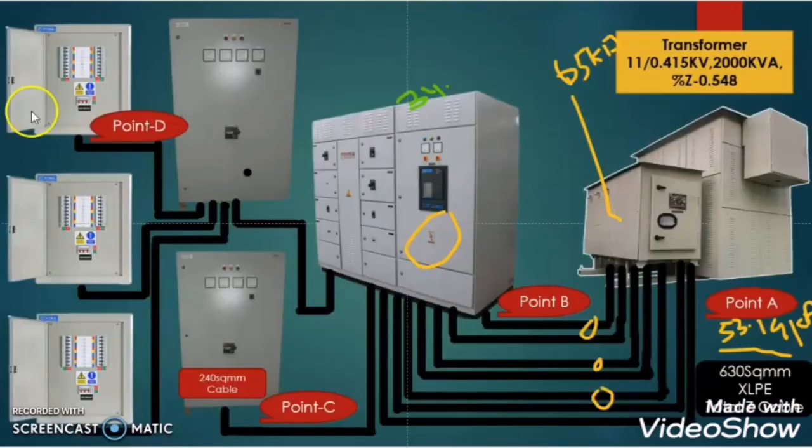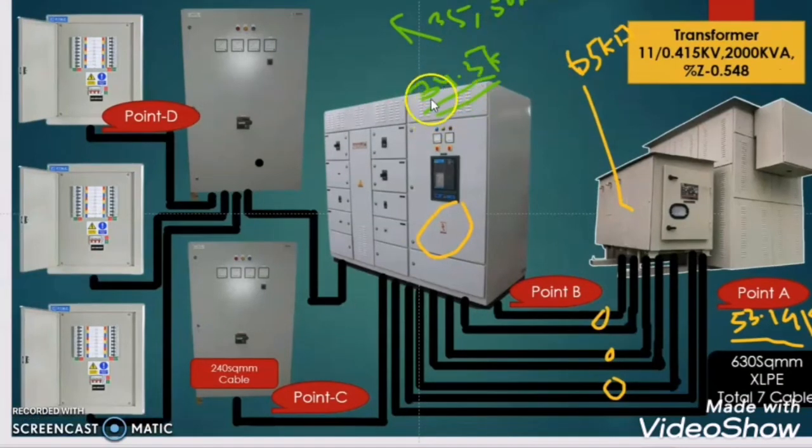It means the prospective fault current at the MDB side will be 34.5 kilo ampere. So in order to select any breaker rating at the MDB side, it should have a short circuit breaking capacity of more than 34.5 kilo ampere. So we will either choose 35 kilo ampere or 50 kilo ampere, as our calculated prospective short circuit current is only 34 kilo ampere.